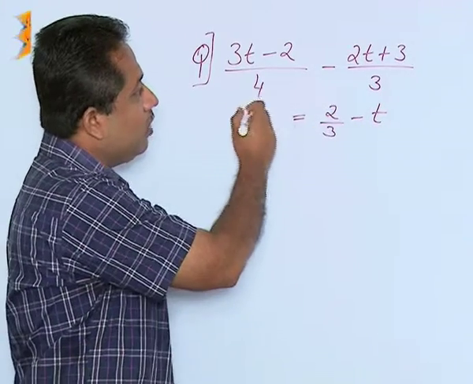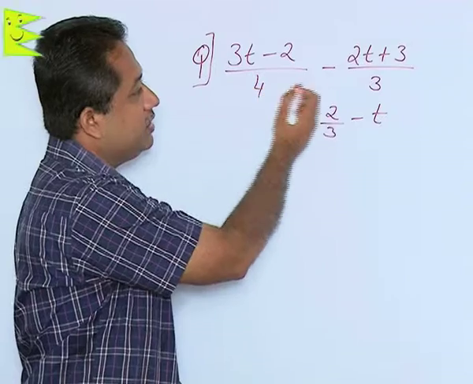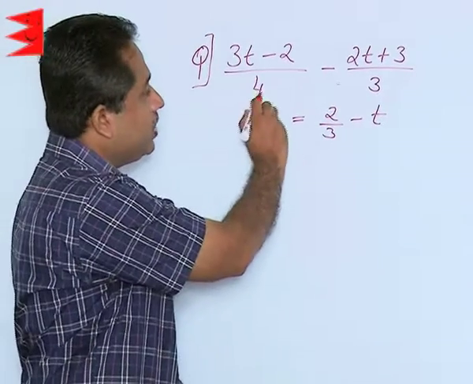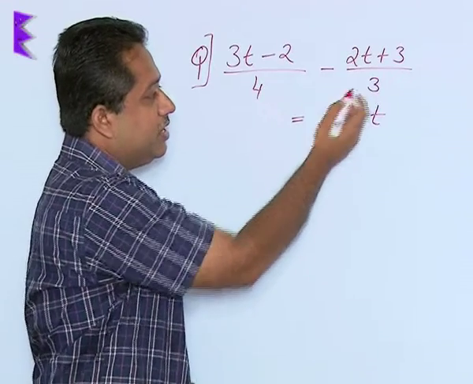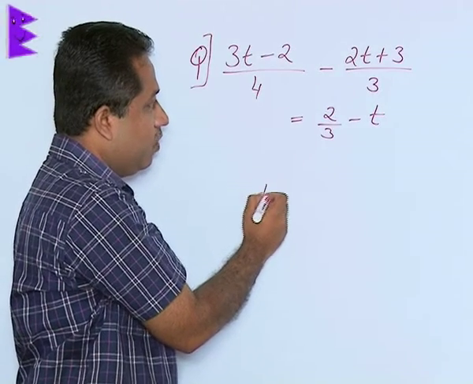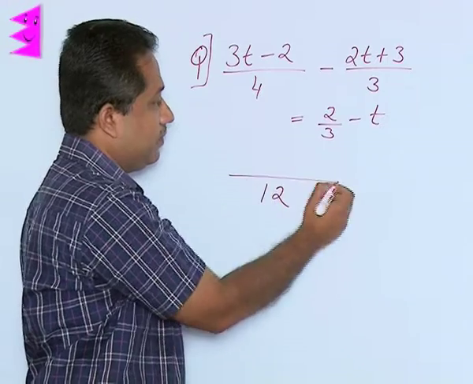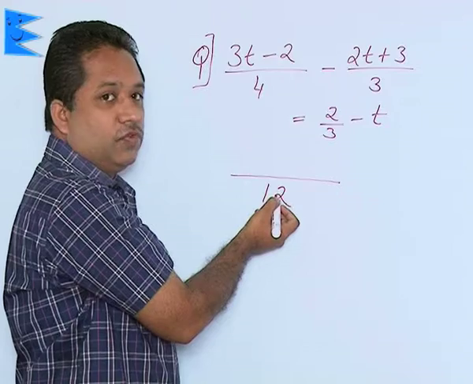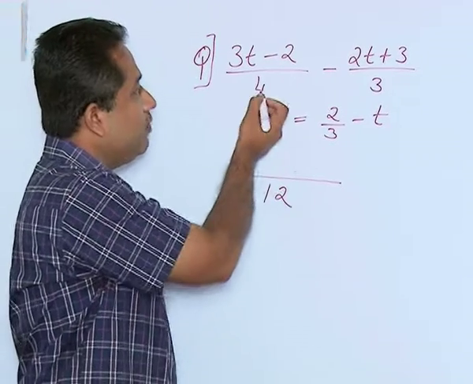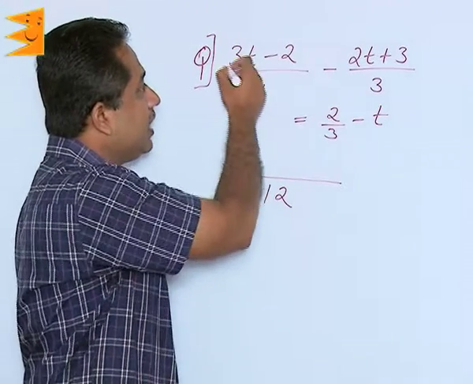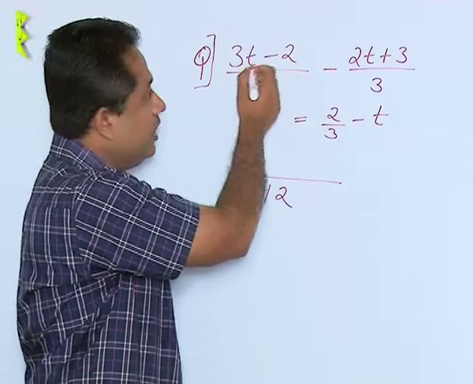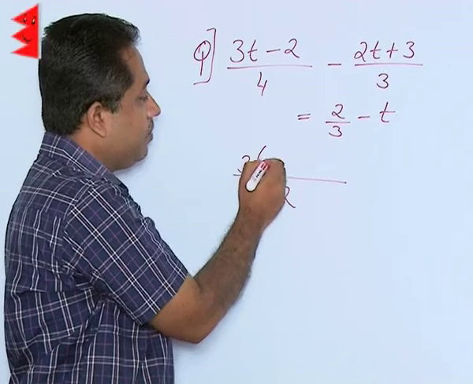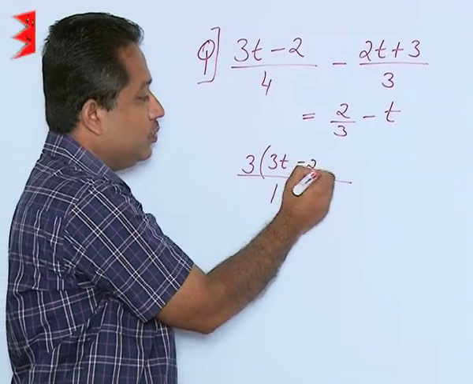So, what has to be done now? The procedure is to take the LCM of the two denominator numbers. The first number here is 4, the second number here is 3. So, LCM of 4 and 3 becomes 12. You will have to see 4 goes how many times in 12? So, 4 goes 3 times. So, what we will do is multiply this entire numerator, that is 3t minus 2, with 3. So, this can be written as 3 multiplied by (3t - 2).